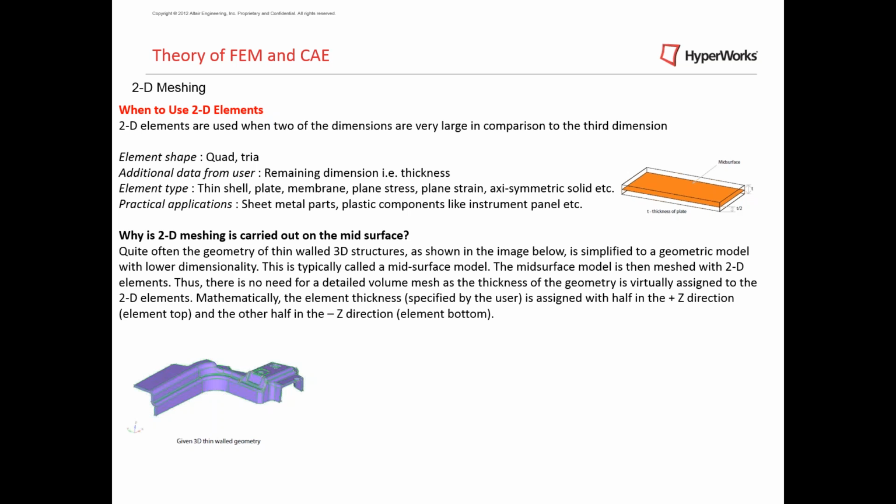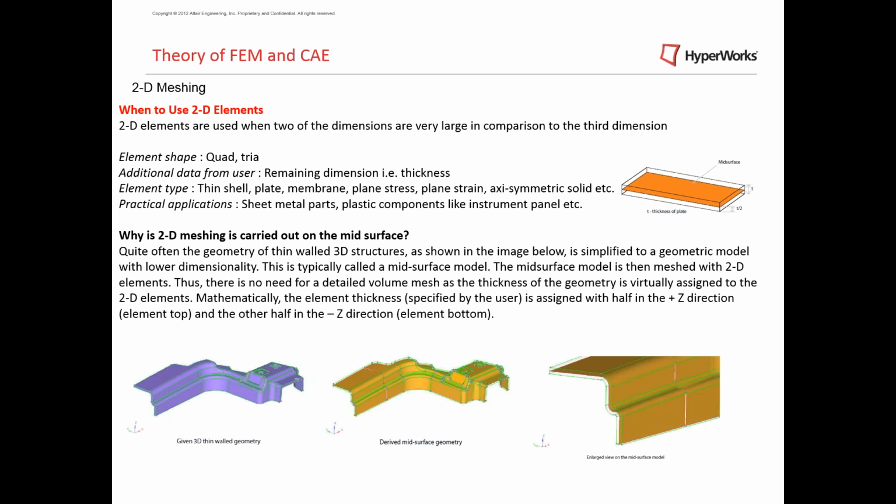Why is 2D meshing carried out on a mid surface? Quite often, the geometry of a thin-walled 3D structure, as shown in the image below, is simplified to a geometric model with lower dimensionality. This is typically called a mid-surface model. The mid-surface model is then meshed with 2D elements. Thus, there is no need for a detailed volume mesh as the thickness of the geometry is virtually assigned to the 2D elements. Mathematically, the element thickness specified by the user is assigned with half in the positive z direction, element top, and the other half in the negative z direction, element bottom.